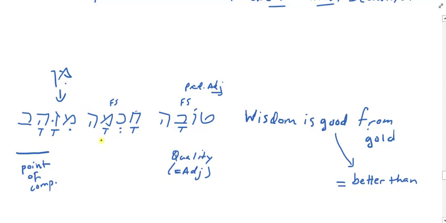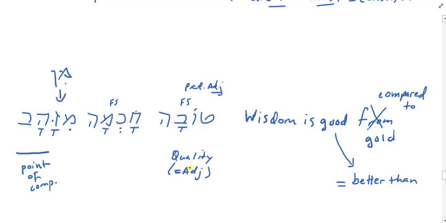Well, chances are when you try to translate the min as meaning from, and you get a sentence that doesn't make a whole lot of sense, you need to ask yourself, is this a comparative use of the min? In which case, you might paraphrase the min not as from, but rather as compared to. All right, so let's try that. Tova chokma, wisdom is good, mizahav, compared to gold. To say wisdom is good compared to gold is really to say wisdom is better than gold.